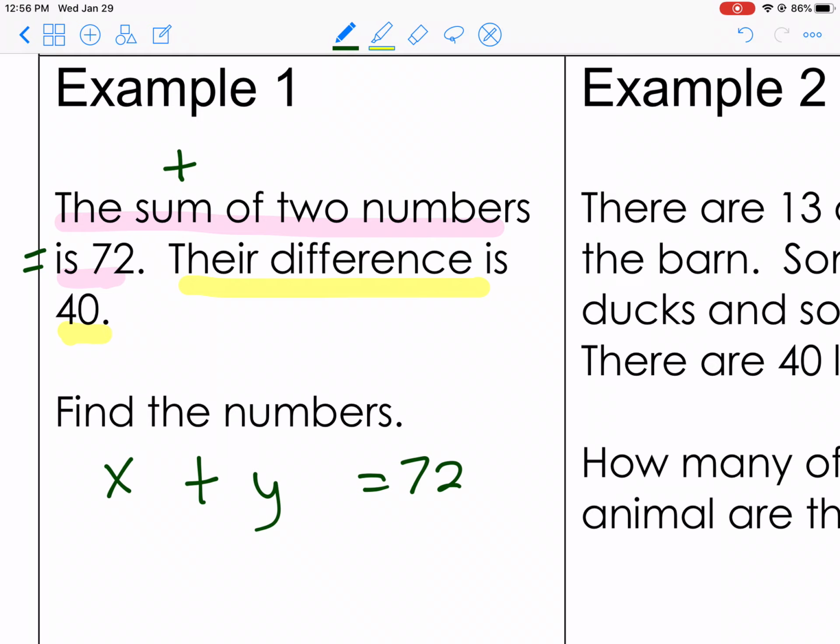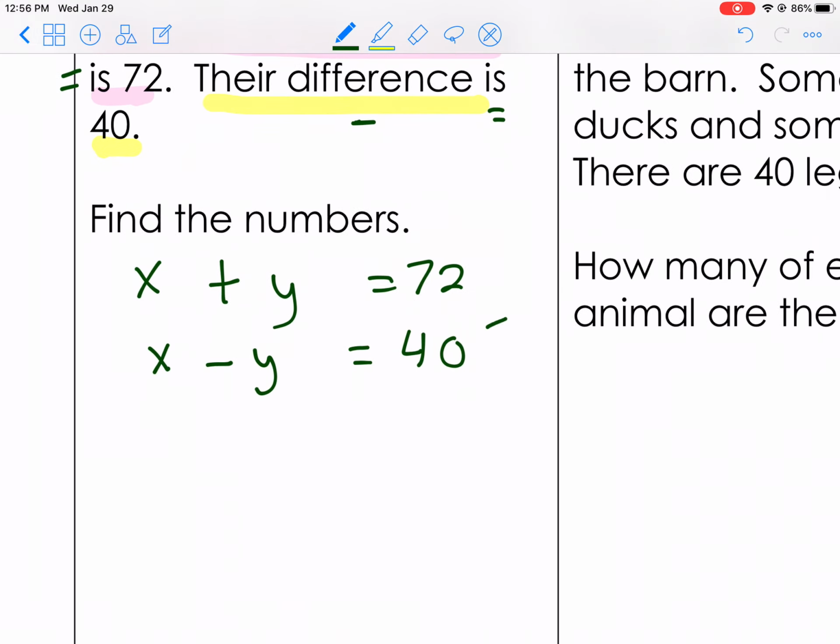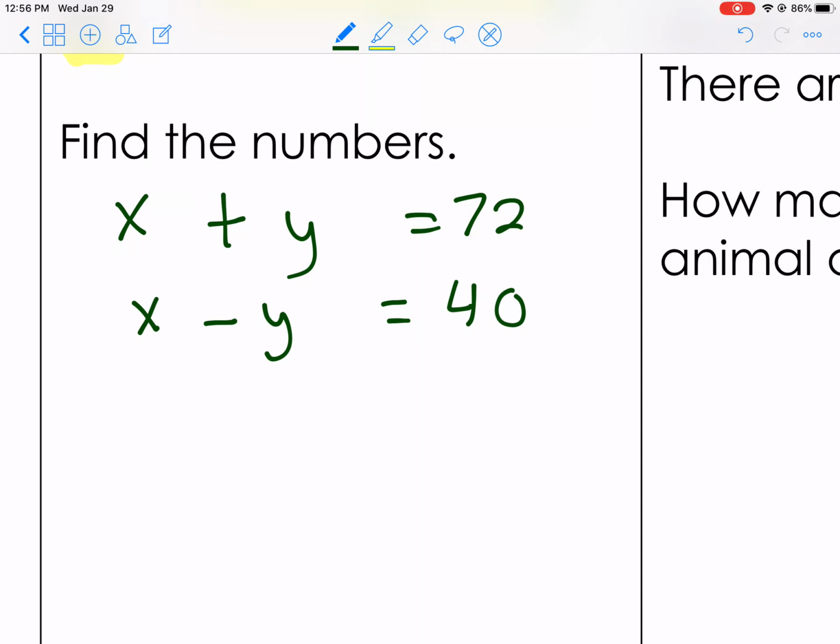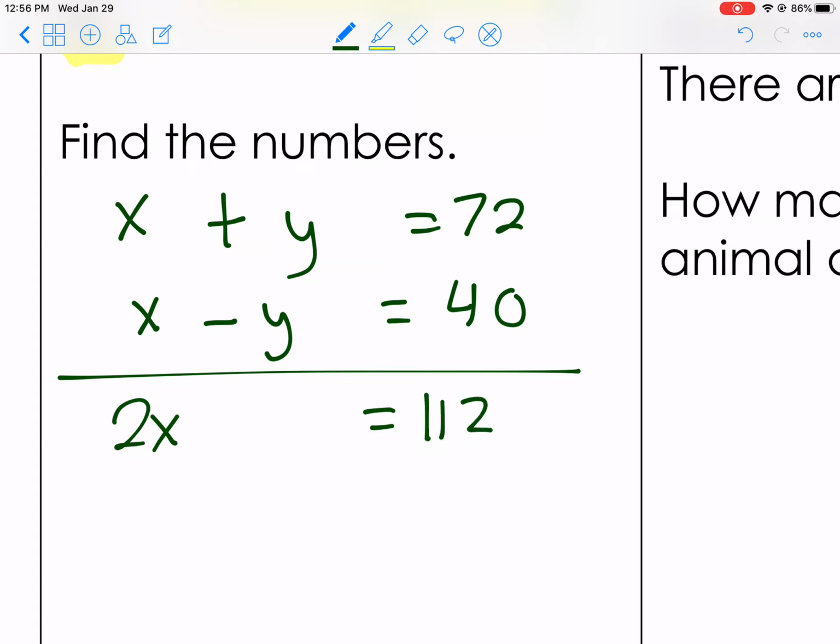Okay, the second statement says their difference is 40. Difference means subtraction, the answer to a subtraction problem. So their difference, the same two numbers, if I subtract them, I would get 40. Okay, so to solve this, I'm going to use elimination. So I'm going to add these two equations together. I'd get 2x, the y's go away, equals 112. To find x, I'm going to divide both sides by 2. There I have x equals 56.